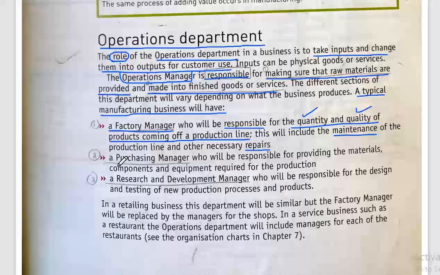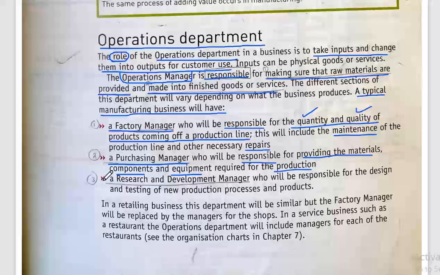The second manager we're going to be talking about in the operation department is the purchasing manager. The purchasing manager's responsibility is to provide the materials and components and equipment required for the production. So this purchasing manager is responsible for purchasing and providing the factory with the material, the components and the equipment needed to change the inputs into an output required for the production process.